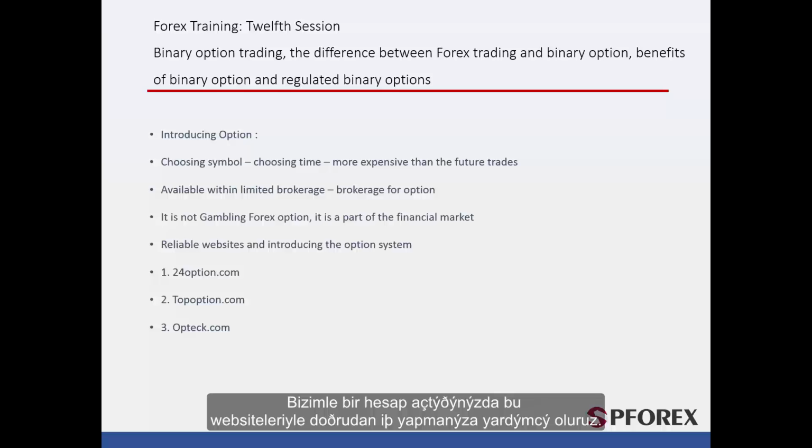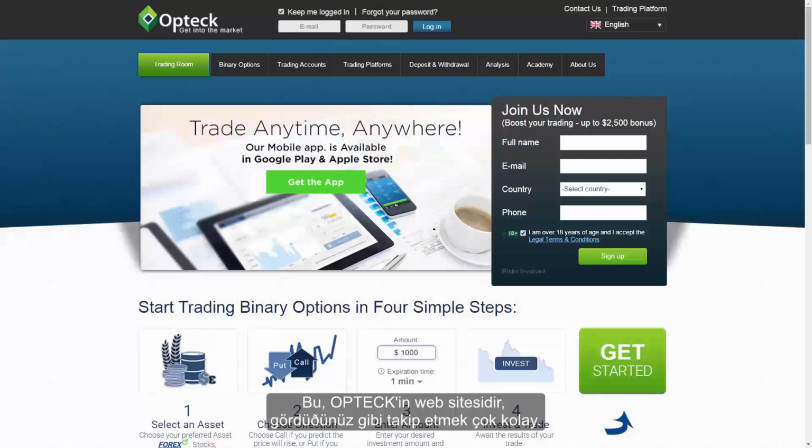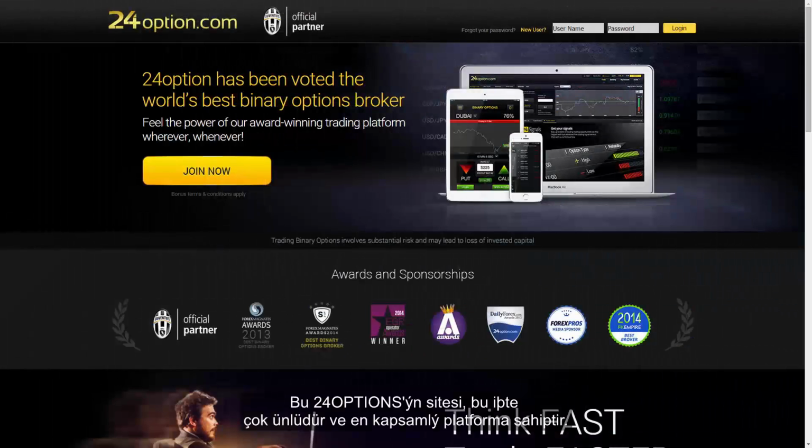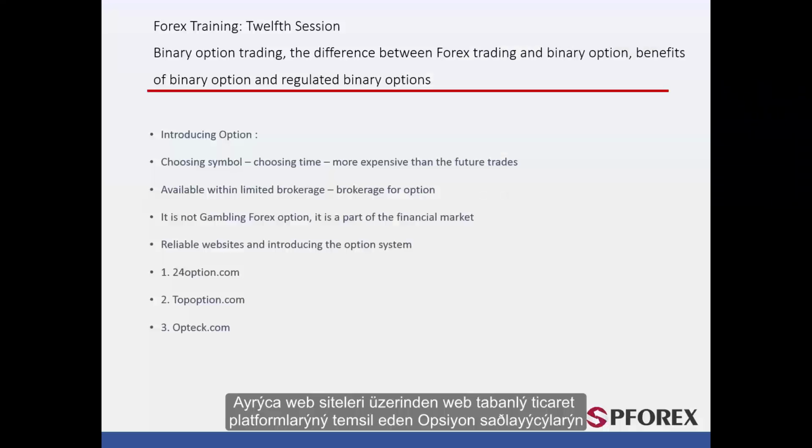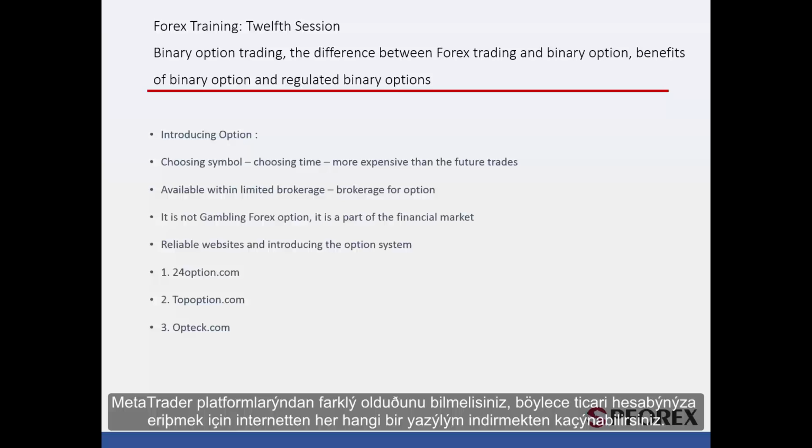You can open an account with us and we can help you do business directly with these websites. This is the Optech's website. As you can see, this is very easy to follow. This site is 24 options, which is very reputable in the business and has the most complete platform. You should know that all option providers represent web-based trading platforms on their websites that differ from MetaTrader platforms. Thus, you can avoid downloading any software from the internet to access your trading account.